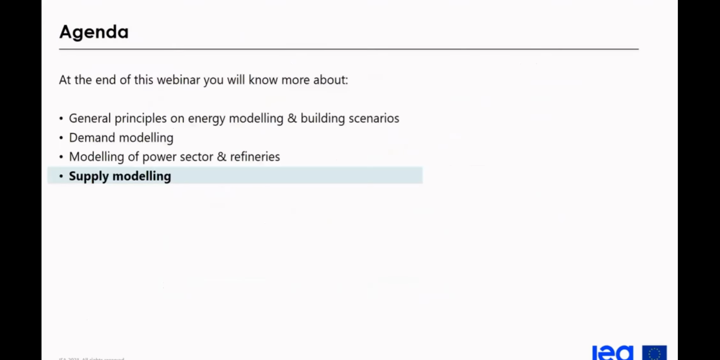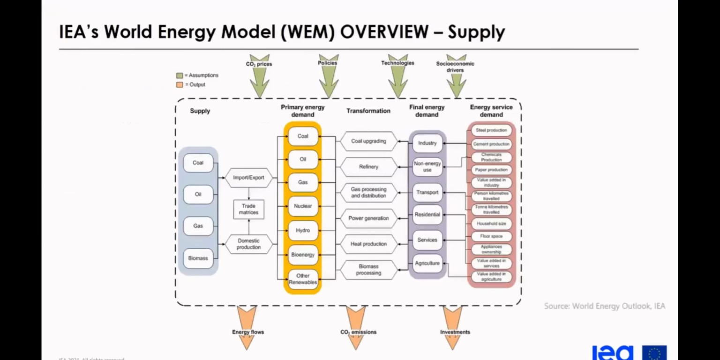In this section, we will describe energy modeling for the supply side. Coming back to our simplified chart of the world energy model, we are now looking at the left part, the supply of energy model. And we will see that fossil fuel prices have a key role.